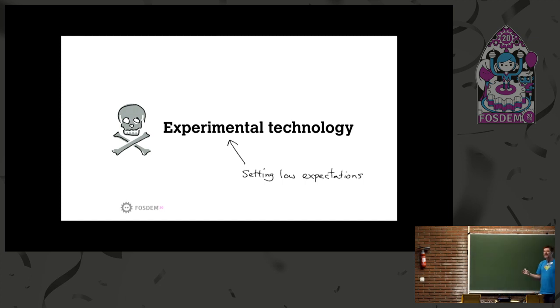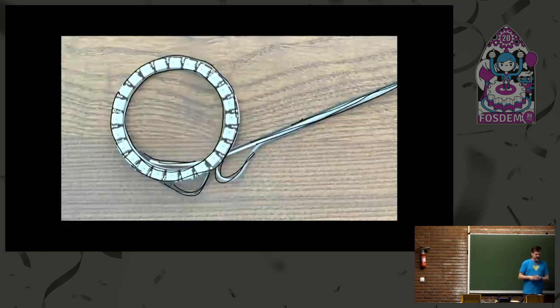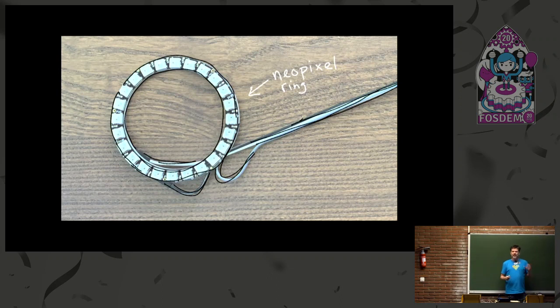We're going to create some stuff. First of all, we're going to create a connected light bulb in JavaScript, running on a microcontroller. And to do that, we need some hardware. We need a NeoPixel ring. This is basically just 24 LEDs that can change to any color you want. You can individually address them and change the color of each of the LEDs.